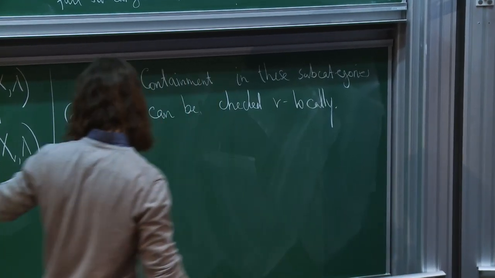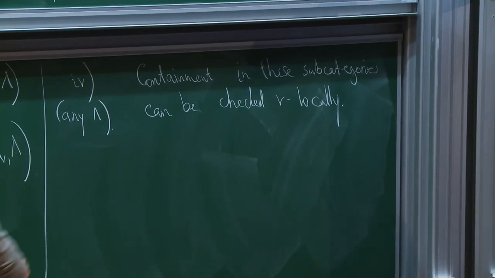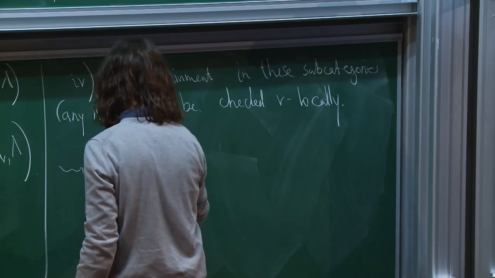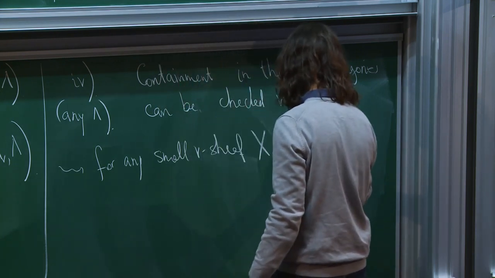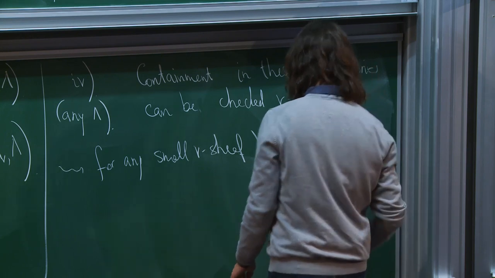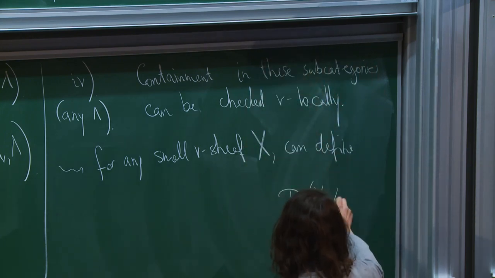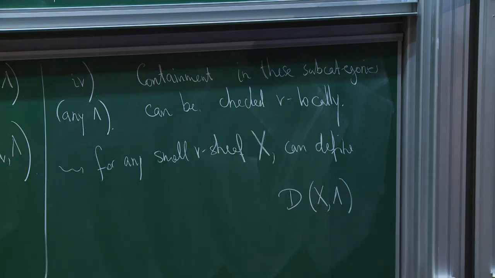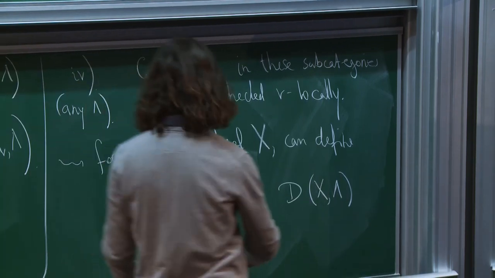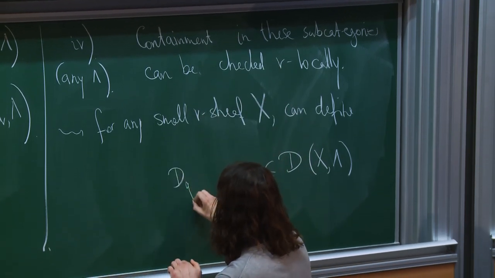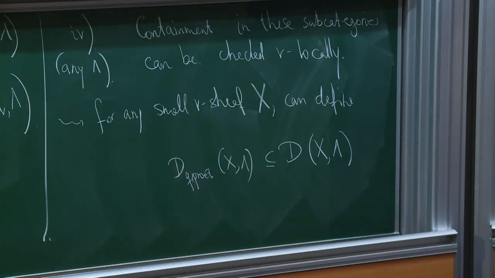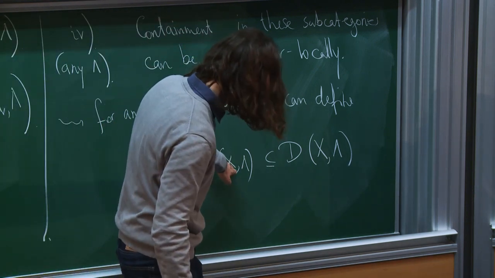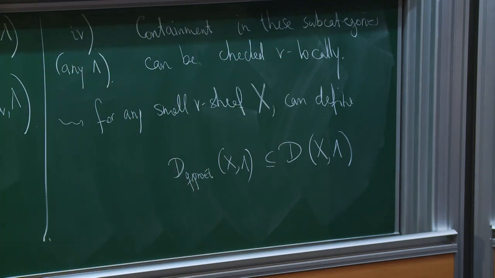And so this means that for any small V-sheaf X, we can define, inside this full derived category, which makes sense even just for a small V-sheaf, four subcategories. And let me switch the position of the subscript to the left, because now X quasi-proetale doesn't make sense, but this D quasi-proetale does make sense.